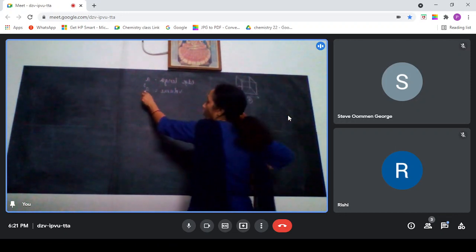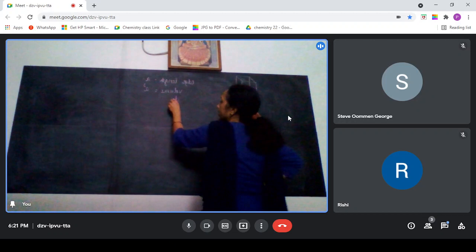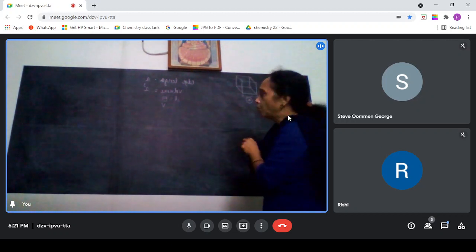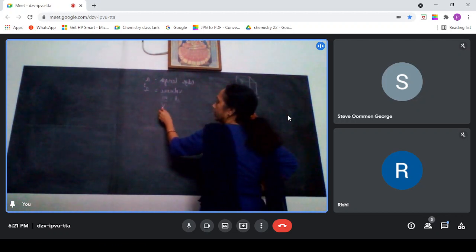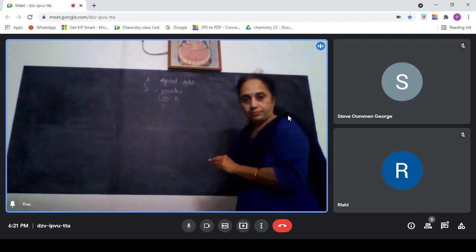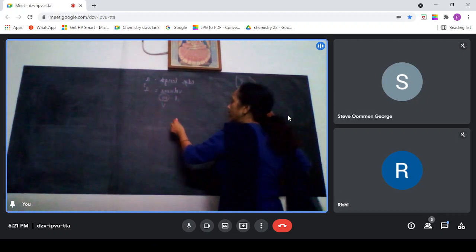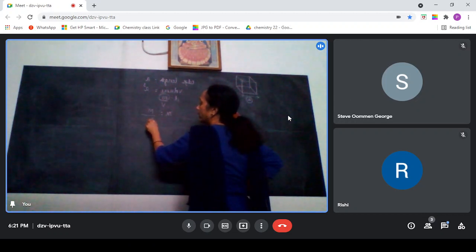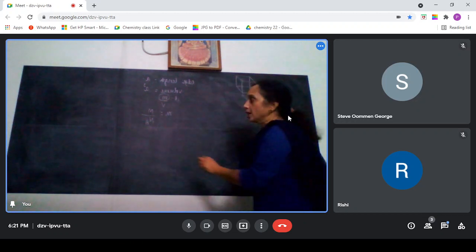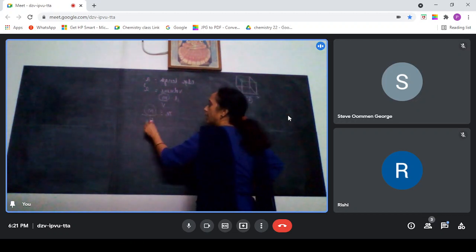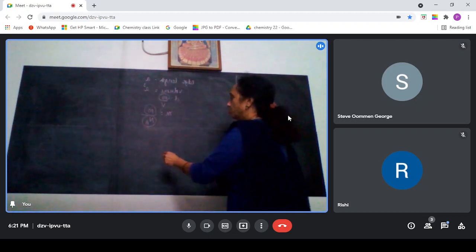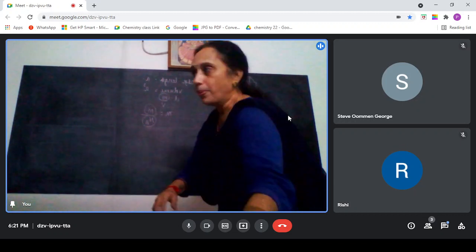Now, if you know the volume, you know that density is equal to mass by volume. So you have calculated the volume. If you know the density, you can calculate the mass. And you know that mass of one atom is equal to atomic mass by Avogadro number. So, if you know the atomic mass, you can calculate the Avogadro number. Now how will we go about this?